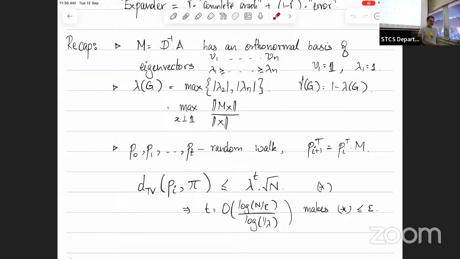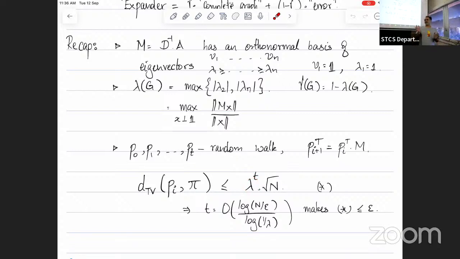There is a root n factor that comes from Cauchy-Schwarz, based on the initial distribution. Just to recall, we defined this notion of total variation distance, also sometimes called statistical distance. It's in some sense the most natural distance metric between probability distributions. We saw that as i becomes larger and larger, this distance starts going to 0, as long as you're given a guarantee that lambda is strictly smaller than 1.